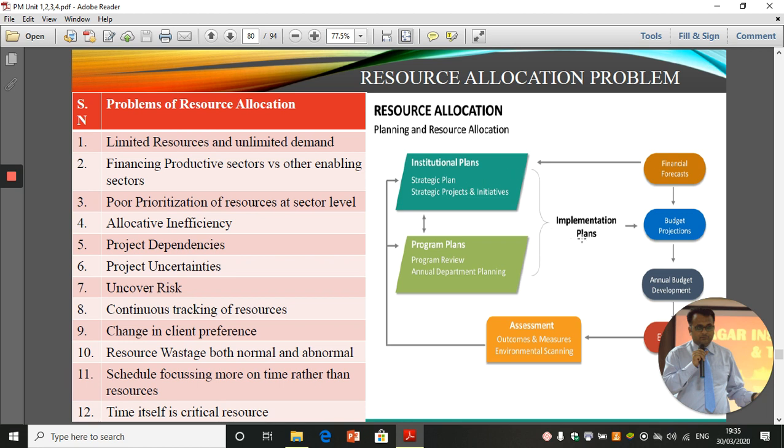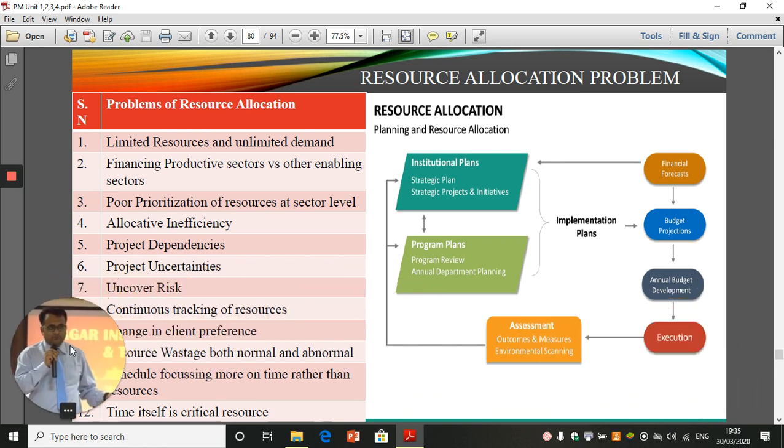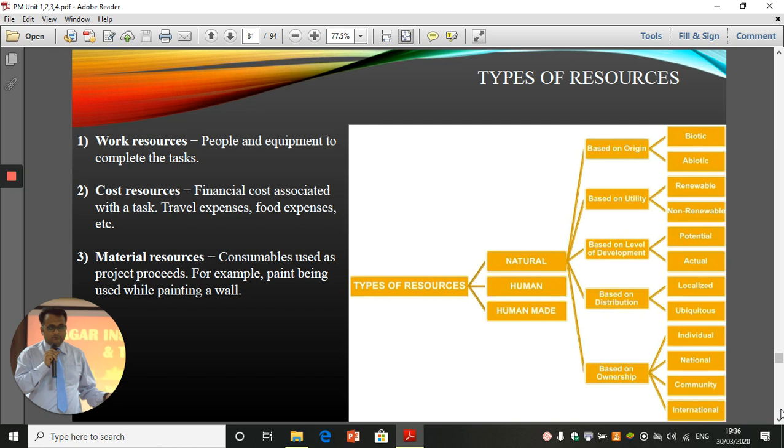Then you implement these plans in the form of budget projections, financial forecasts and annual budget development. So these are the ways in which you implement your program plans and institutional plans. Then you execute the project and you assess outcomes and measures of the environmental scanning, and again you make the plans. So planning, implementation, execution, and assessment. That is how it goes on with the resource allocation problem.